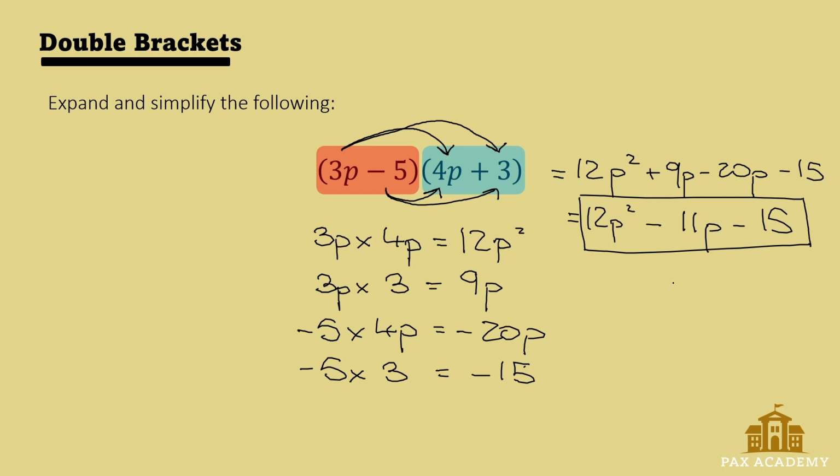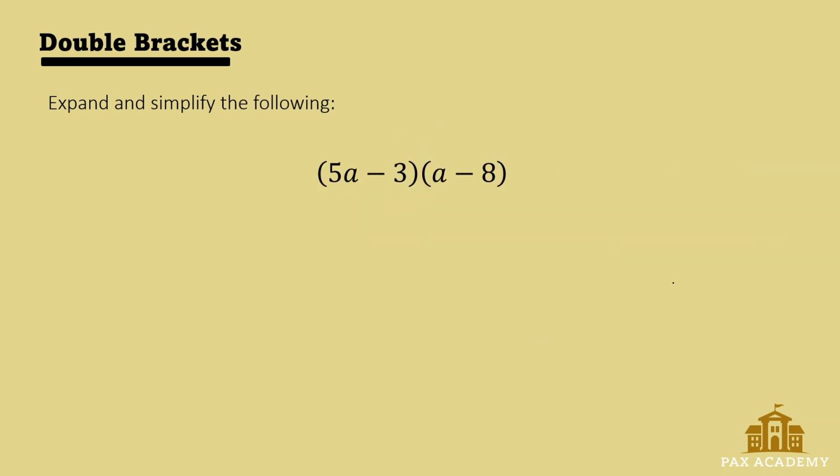Okay? Excellent. Let's look at this other exercise. Here again we did the same. We take the first term inside the first bracket, 5a. We multiply this by the first term in the second bracket and also the second term. Then minus 3, we multiply that by the first term but also by the second term. Okay? Make sure in the exam to write out these arrows, as they will greatly help you to visualize what you have to do.